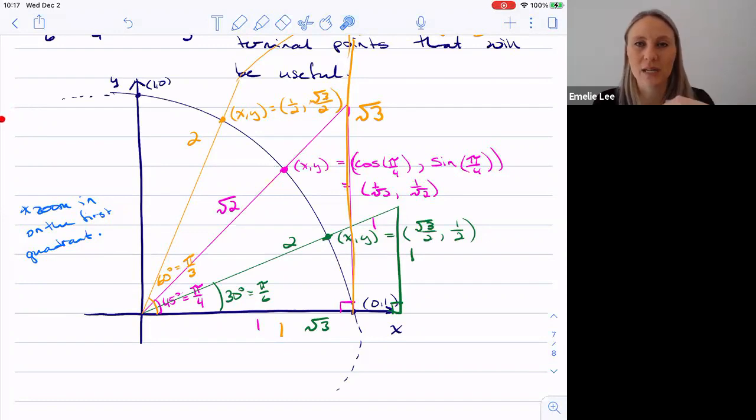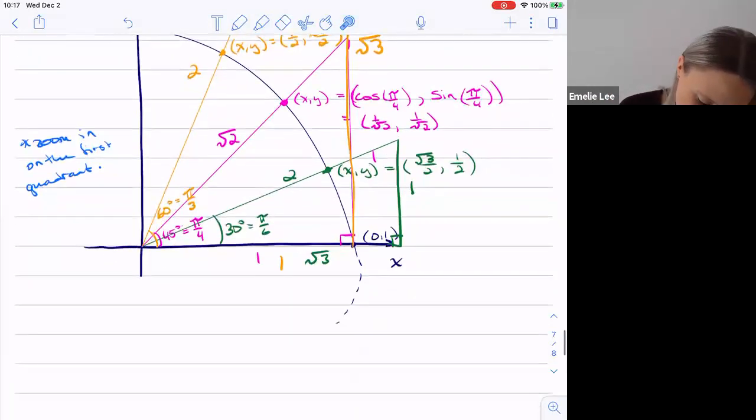So what's going to happen as you move through the unit circle, right? As you move away from the first quadrant, your x and y are going to change signs depending on what quadrant you're in. But remembering that the cosine is your x and the sine of your angle is the y, wherever x is positive, cosine is positive. Wherever x is negative, cosine is negative, and so on and so forth.